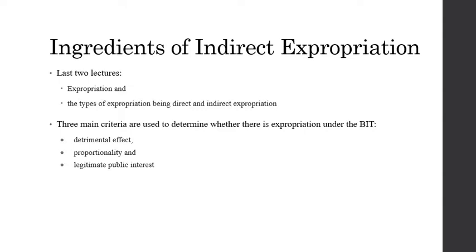Three main criteria are used to determine whether there is expropriation under the BIT: detrimental effect, proportionality, and legitimate public interest. Detrimental effect is the first requirement for determining indirect expropriation. Here, the issue is whether the measure complained of produces any detrimental effect on the investment. This is often regarded as the major test or even the sole test in determining indirect expropriation and is therefore called the sole effect doctrine.